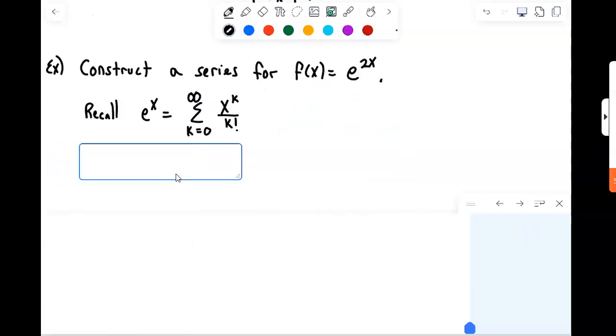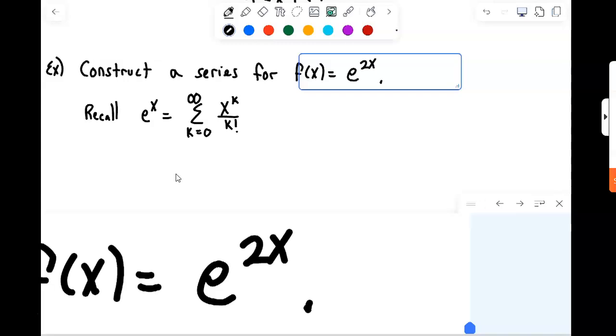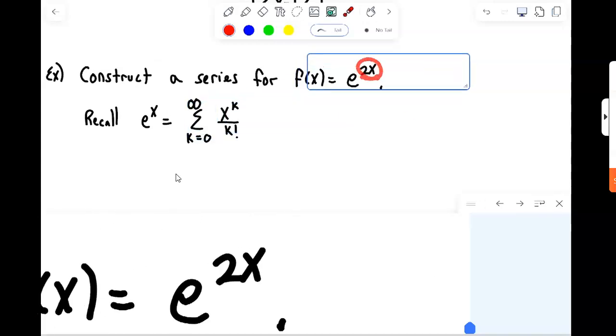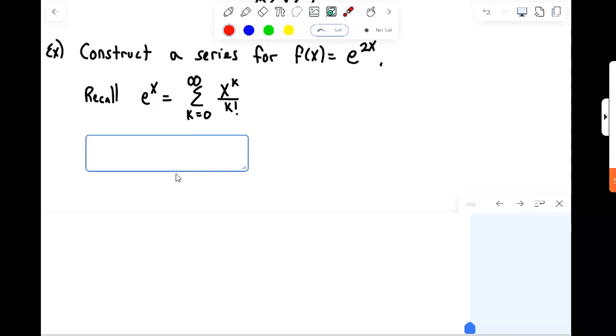And that'll converge as long as the thing inside is inside the interval of convergence for e. But remember, e converges for all real numbers. So as long as 2x is a real number, this series for e to the 2x will converge as well. Okay, so let's check that out.